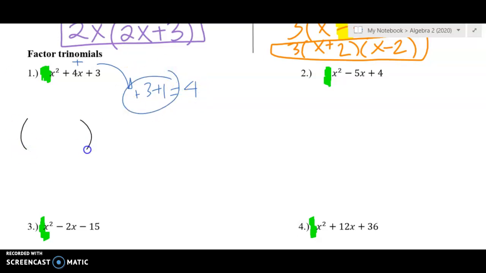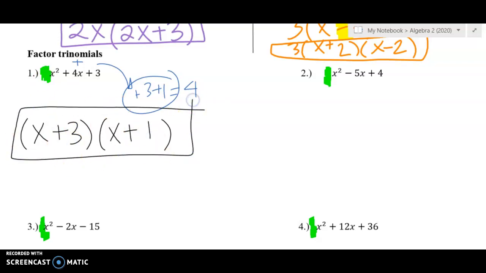And when I write this, I make my parentheses. I am factoring it, so I need my factors. I separate x squared into x and x, and then we already picked the numbers. We need a positive 3, and we need a positive 1. And that is our answer. If you are not sure about that or you're confused on that, you can always check your answer, and I'm just going to show you on this one.